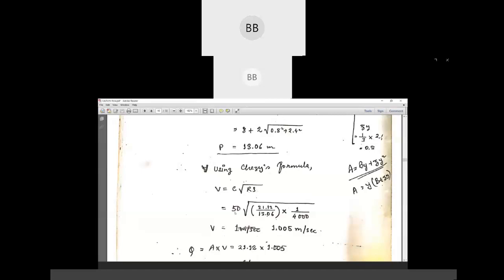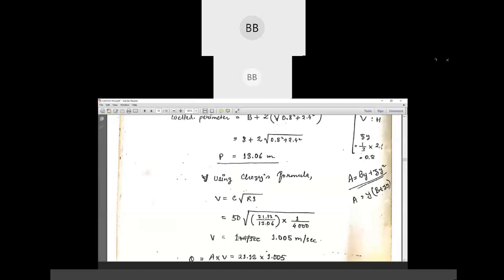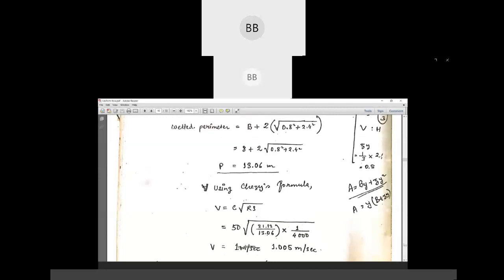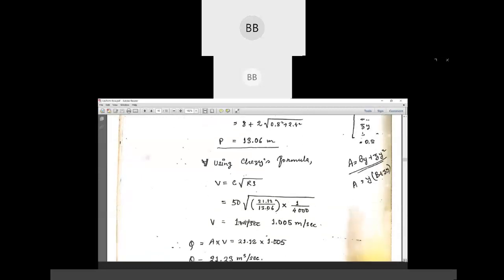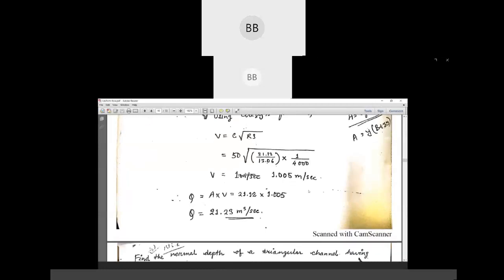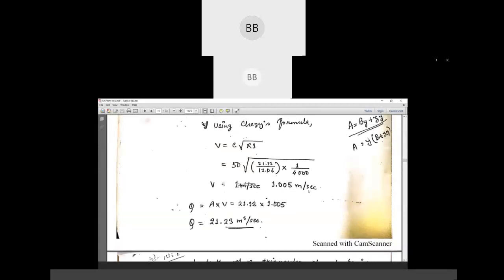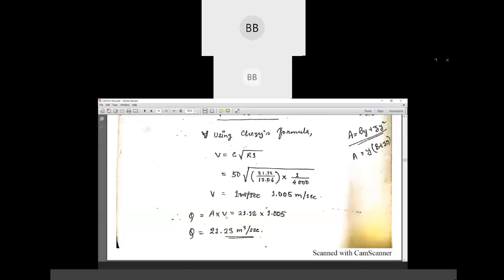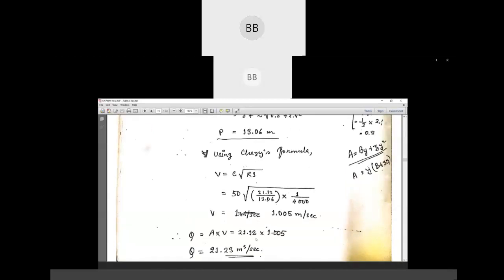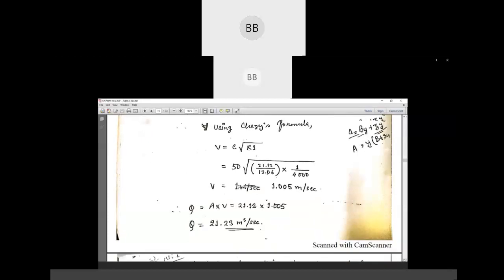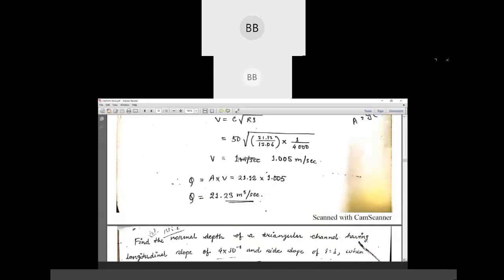So C value is already given, 50 root over R value. So R will be area by weighted perimeter. Area we have already calculated, and the perimeter we have just now calculated is 13.06. Okay, we substitute here, multiplied by slope, which is also given, 1 by 4000. Okay, the velocity is approximately 1 meter per second. Then area we have already calculated, we multiply with velocity, and we will get our discharge for that given trapezoidal channel.